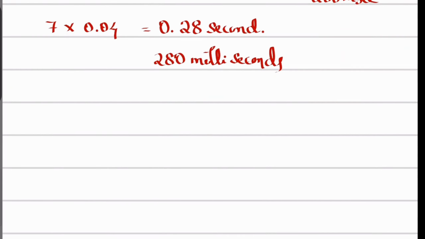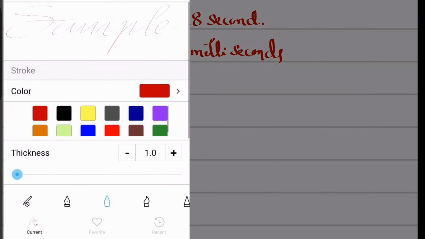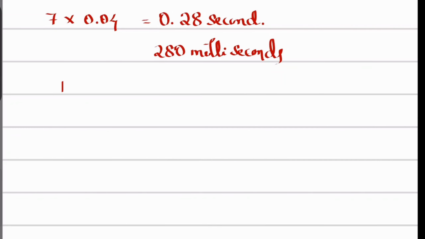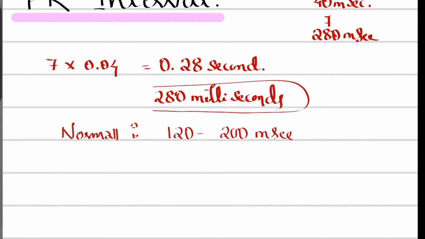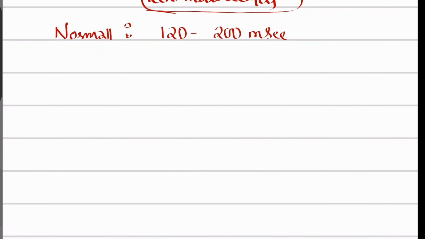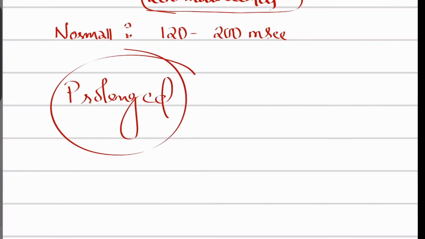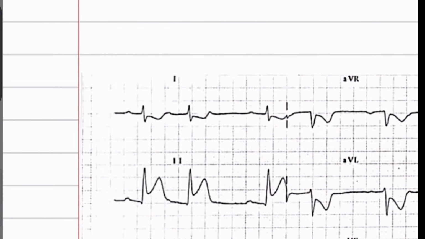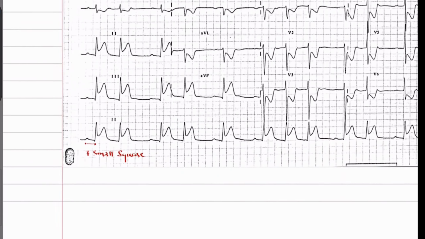What we should understand here is that in a normal PR interval, the range is from 120 to 200 milliseconds. Okay, 120 to 200 milliseconds. But here it is 280. So the PR interval is prolonged. Okay. PR interval is prolonged. You see whether it is prolonged in every lead or in every beat, whether the PR interval is prolonged or not.